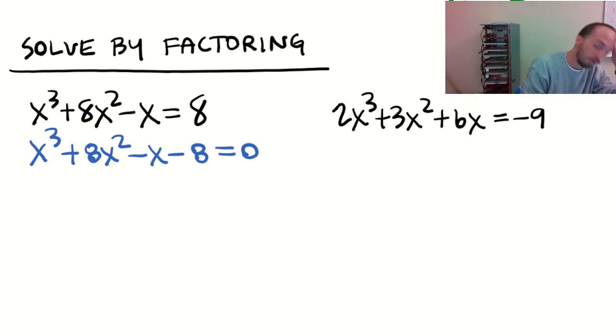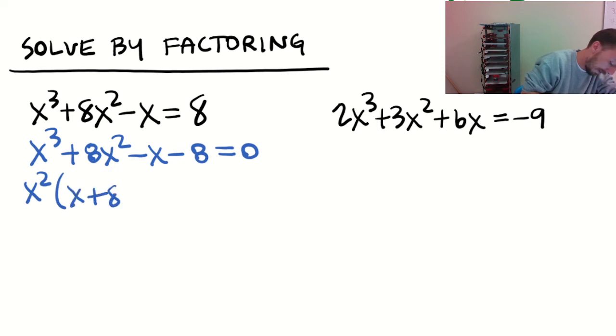So what we're going to do here is we're going to do group and factor, because I've got 4 terms, and I'm seeing that ratio of 1 to 8 being the same as the ratio of -1 to -8. So I'm going to take the first 2 terms. I'm going to say, what can I factor out of them? x squared. And then the second 2, -x, -8.